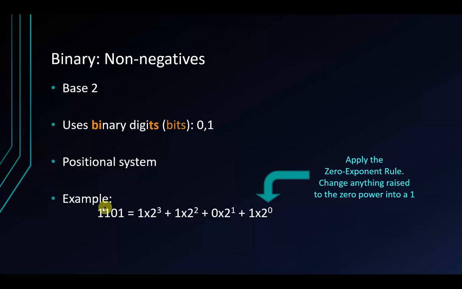So let's take an example. Here's a binary number, 1101. It's positionally based. So it's 1 times 2 to the third, 1 times 2 to the second. This is the 0, so 0 is 0 times 2 to the first. And remember that anytime you multiply something times 0, it's 0 and it goes away. So in reality, it doesn't even have to be represented here. And then 1 times 2 to the 0 is just 1.